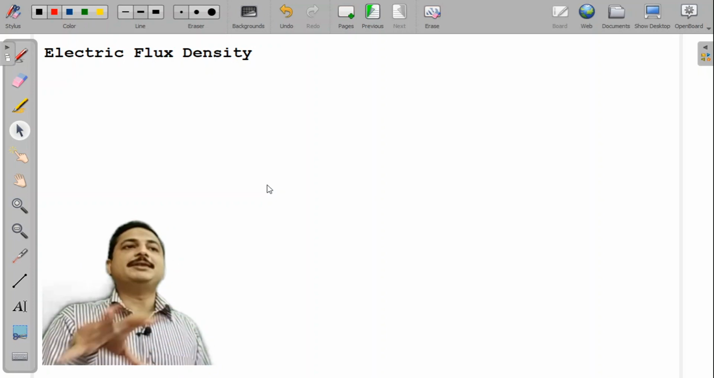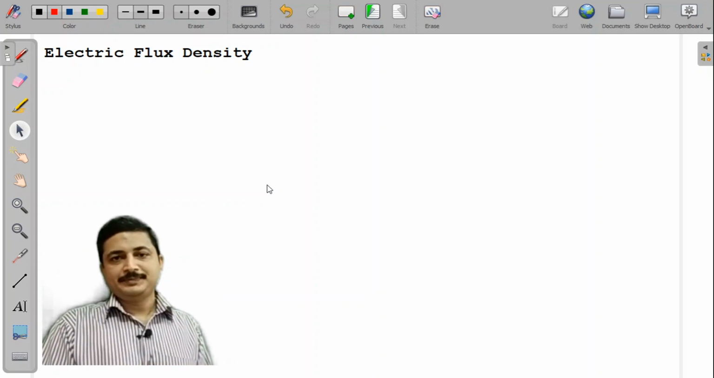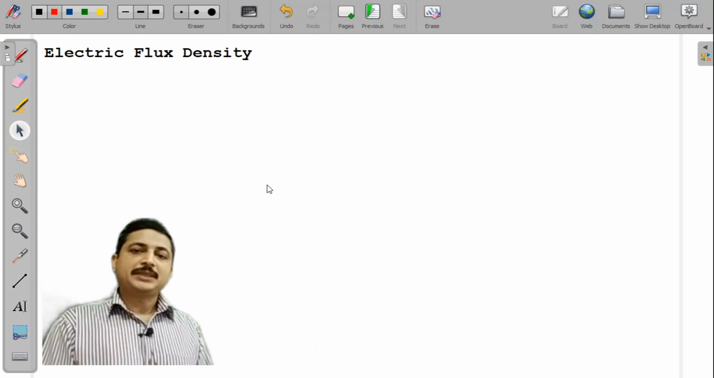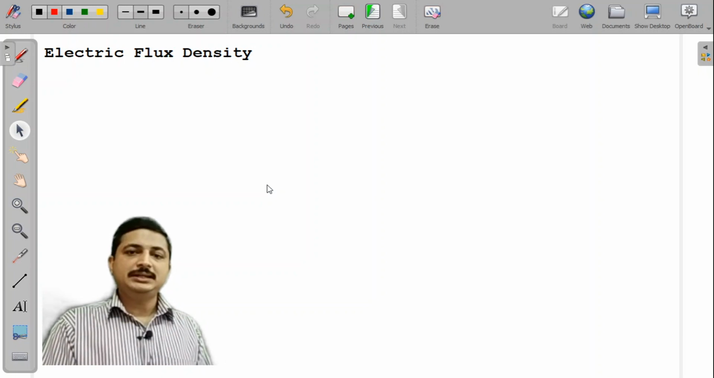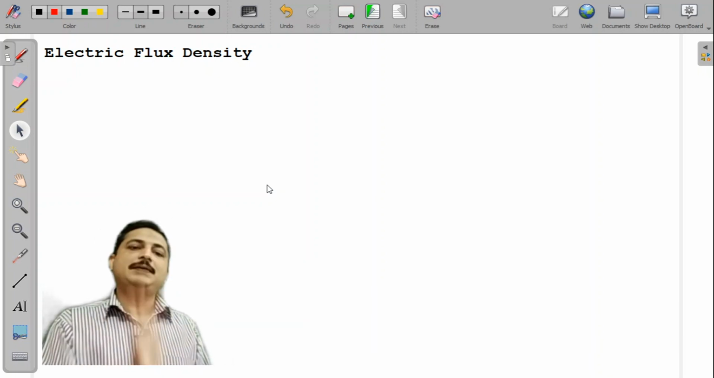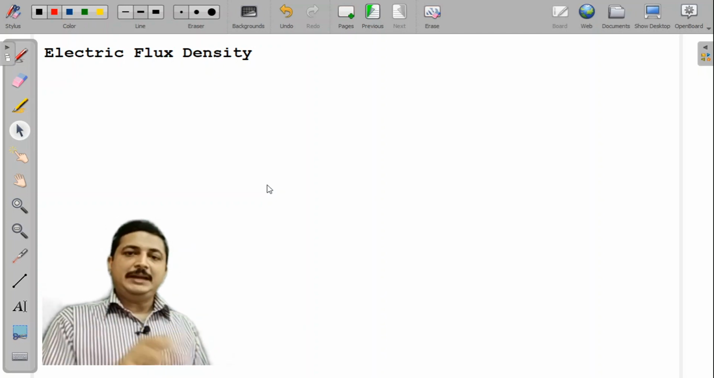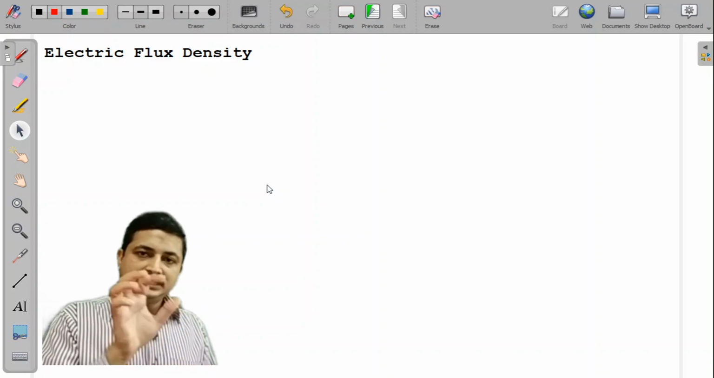On average, this many people are there in that area. So what is density? How do we measure density? By area. Number by area will give you density. Very straightforward. In the same way, we need to know what electric flux density is.